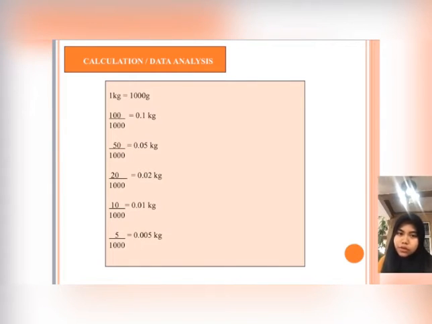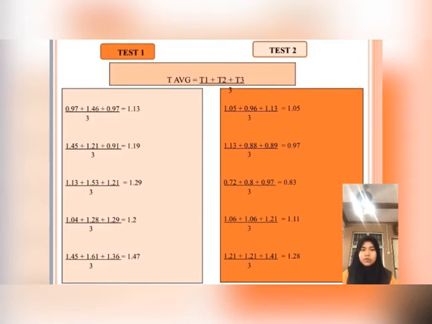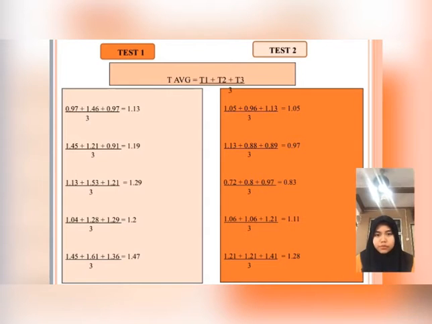Firstly, we need to convert gram to kilogram. To find the time average, first the formula is T1 plus T2 plus T3 divide 3. So you can get the time average. So for the test 1, 0.97 plus 1.46 plus 0.97 divide 3 equal is 1.13.